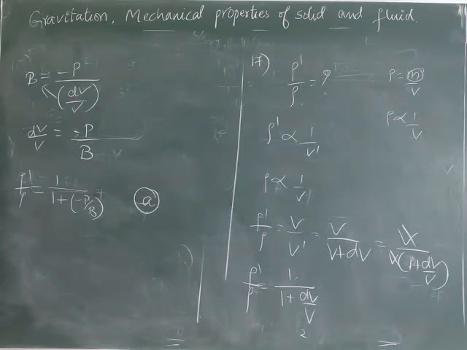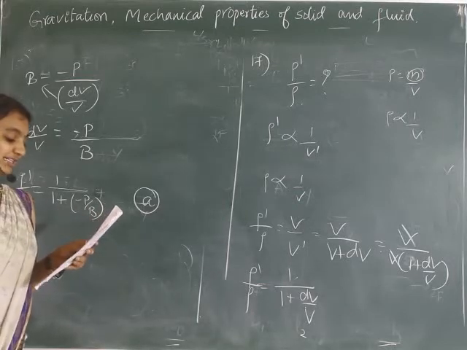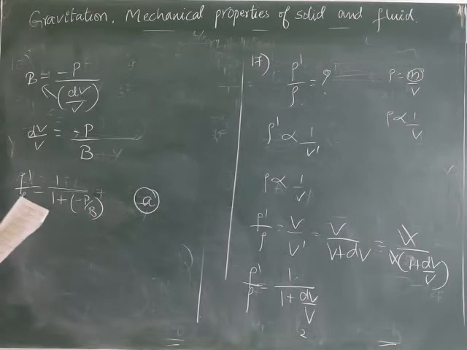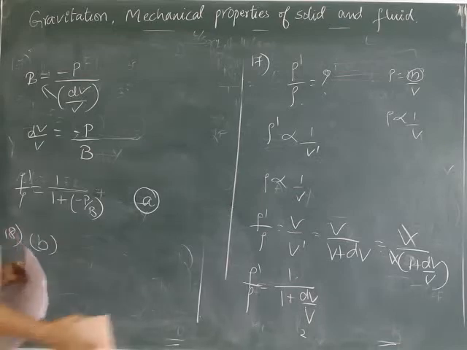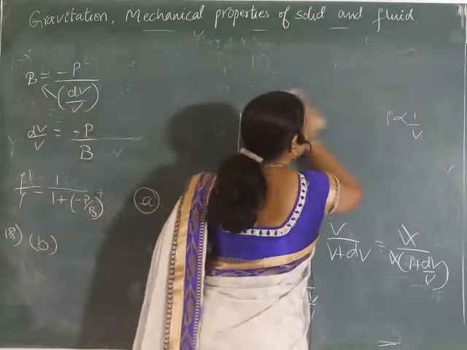Next, the 18th one. How can we solve this? The ratio of tensile stress to longitudinal strain is nothing but Young's modulus. It is option B. Direct question it is. Next.